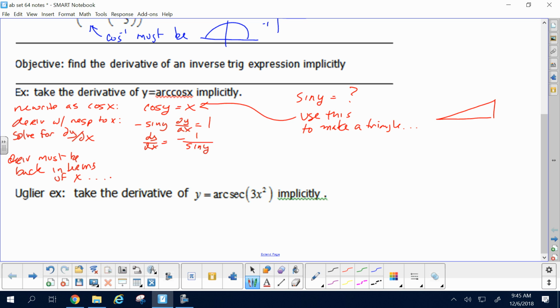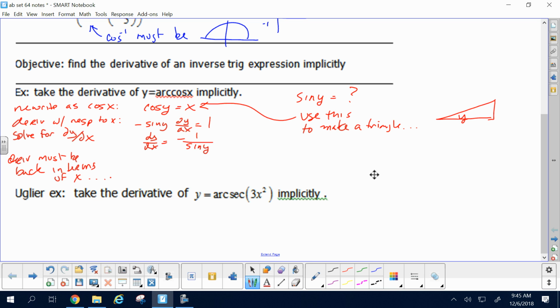If I draw a right triangle, y, is it an angle or a side? It's an angle. Okay, you take the cosine of an angle, right? So I'm going to call this angle y. What is cosine the ratio?